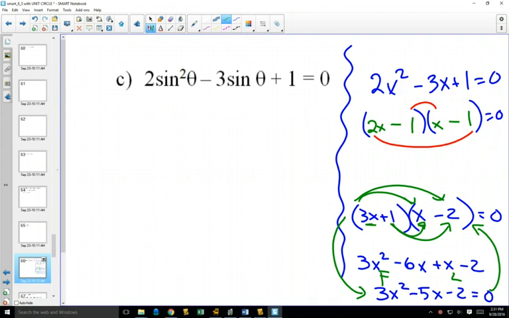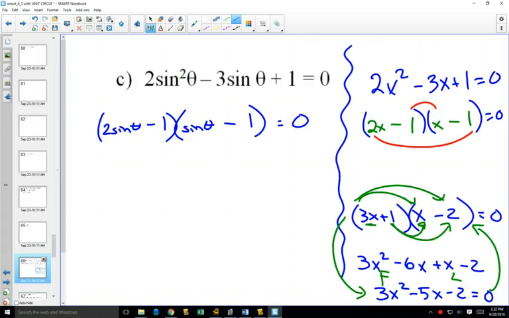So one of the things that we're going to be doing is we're going to be looking, when we factor something like this, and saying, well, the only way to get 2 sine squared theta would be to have 2 sine theta and sine theta. And the only way to get 1 at the end would be to have a 1 and a 1. And then checking the outside and the inside, these signs will both have to be negative.